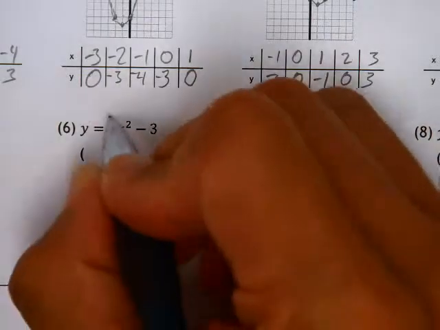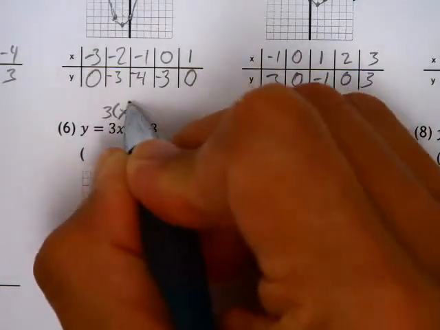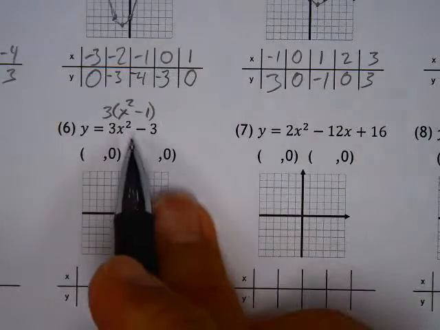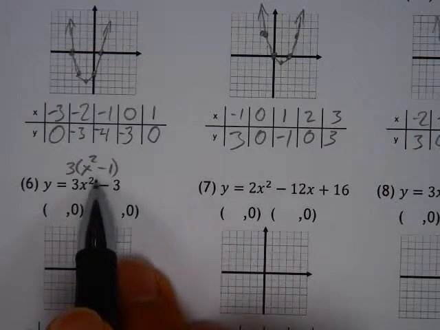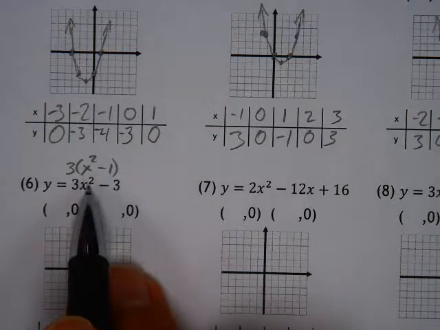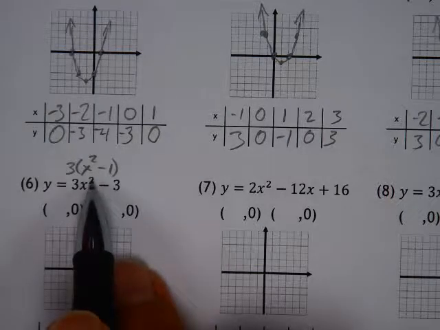We're going to have to start by taking out a 3. We're left with an x squared minus 1. Now, that looks an awful lot like, oh, nothing. But I can still factor that. So that can be factored to be x plus 1 and x minus 1.